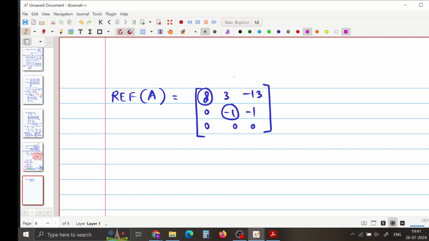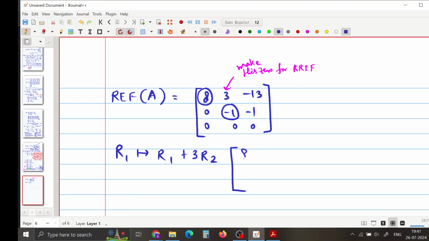So I want these three to be 0. Make this 0 for RREF, correct? So let's do that first. How can I do that? If I perform R1 changes to R1 plus 3R2, what do I get? 8. This becomes 0 now. This becomes -16. The second and third rows remain the same.